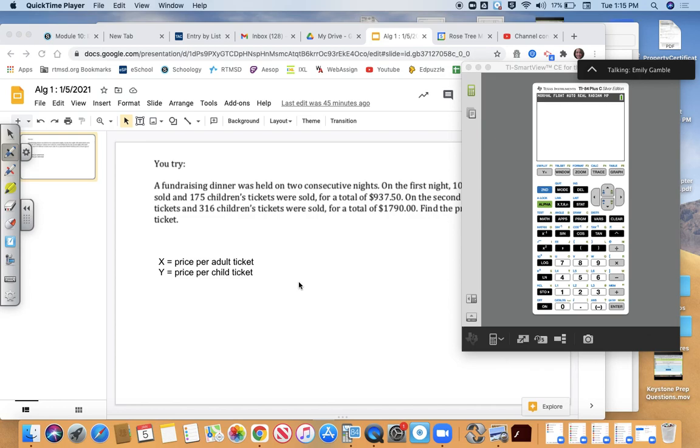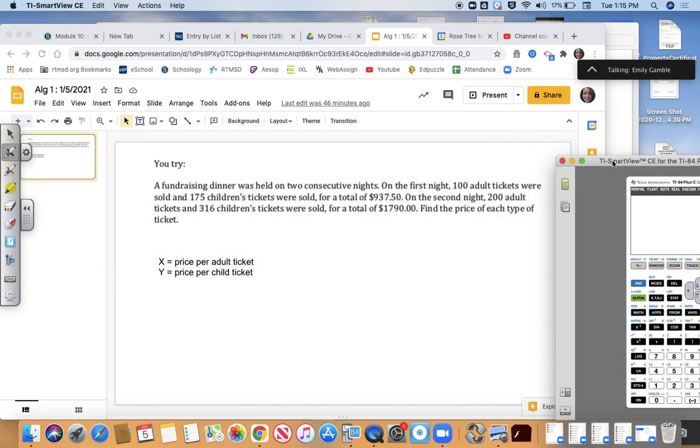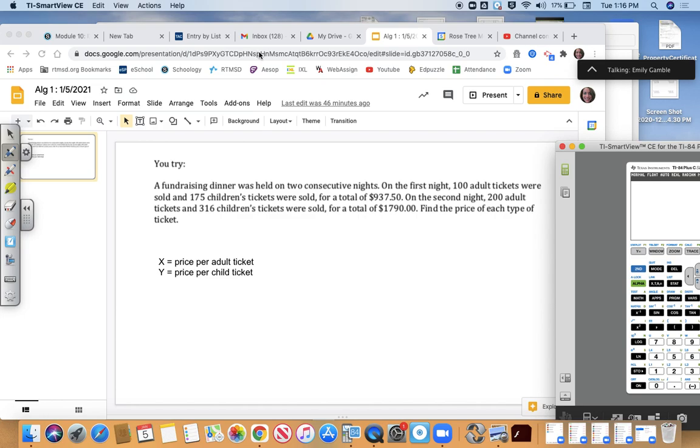All right, so the first thing we're going to do is go over the problem from yesterday. The problem says a fundraising dinner was held on 2 consecutive nights. On the first night, 100 adult tickets were sold and 175 children's tickets were sold for a total of $937.50. And then on the second night, 200 adult tickets and 316 children's tickets for a total of $1,790. So find the price of each type of ticket.